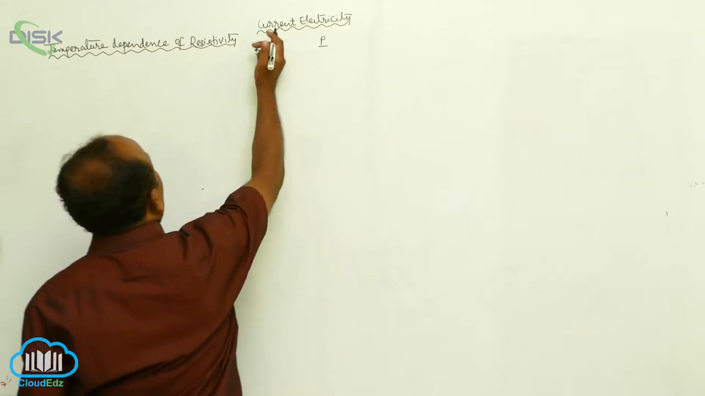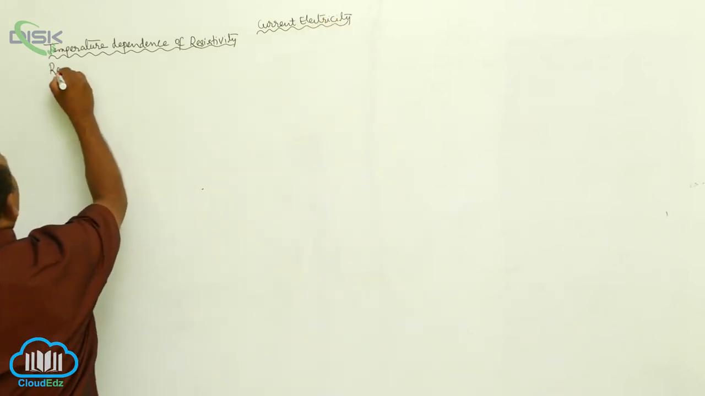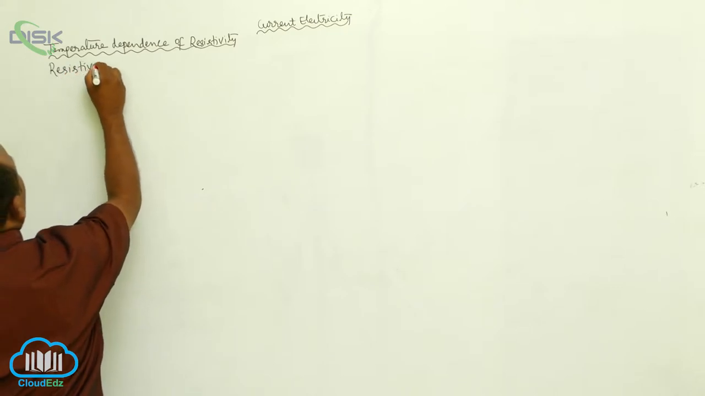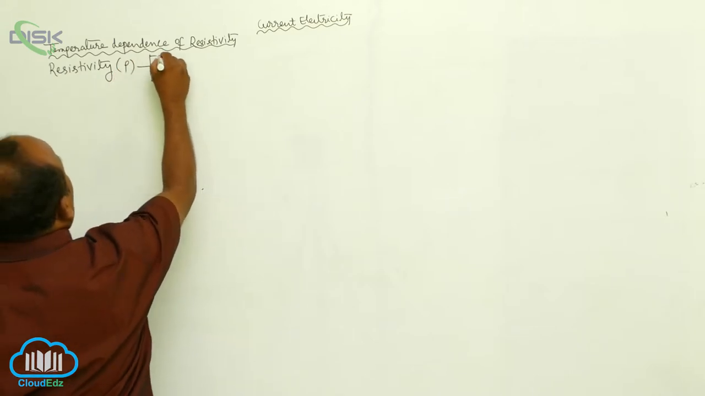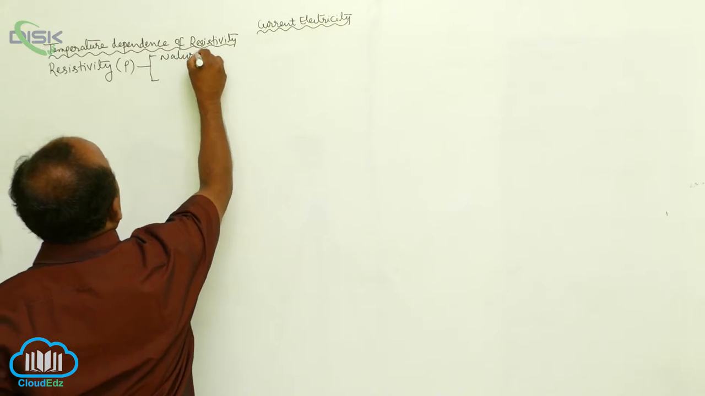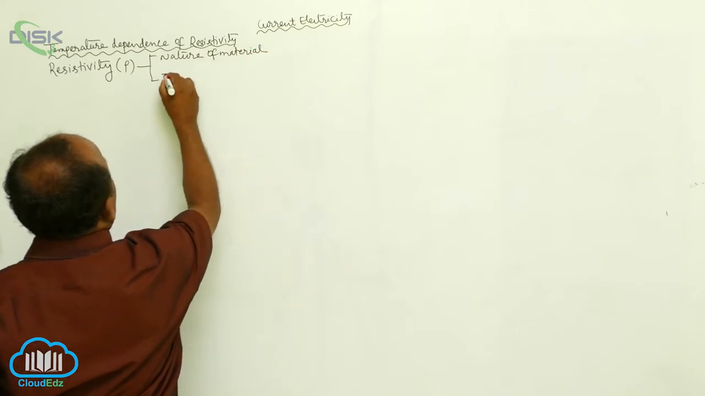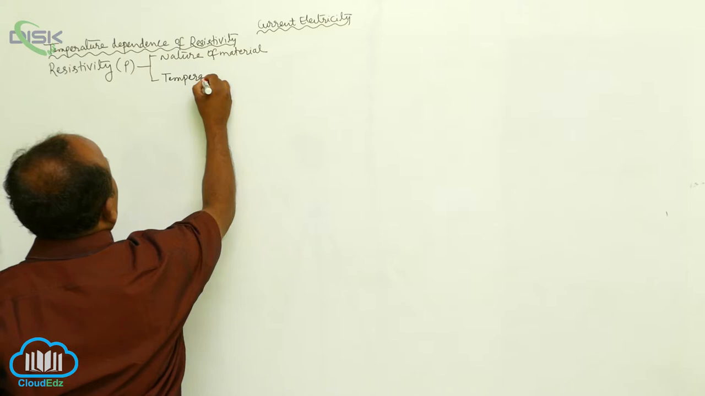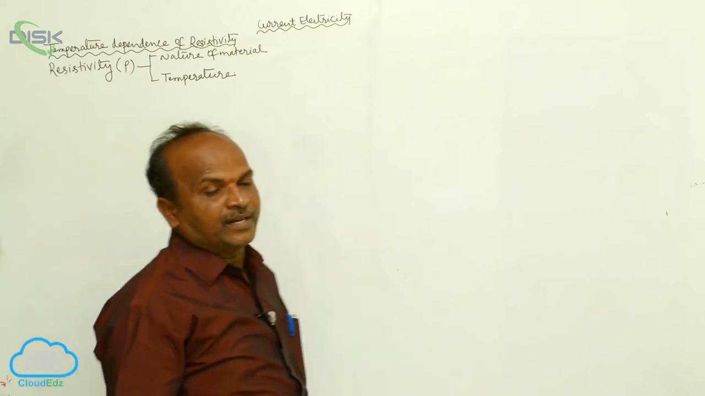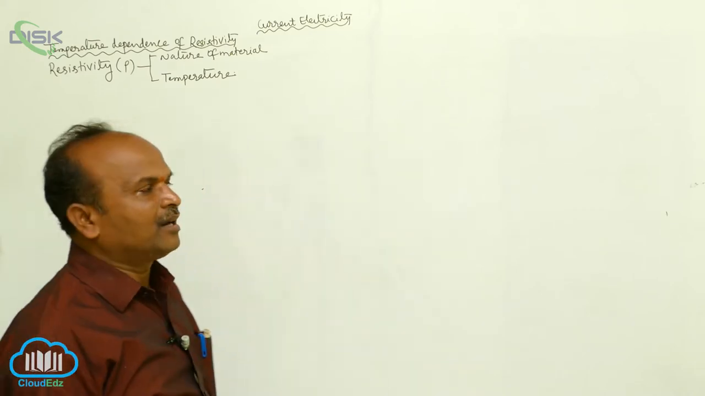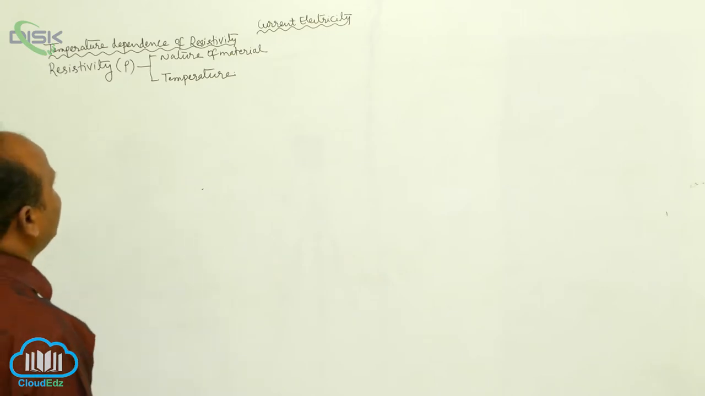But I want to explain the resistivity. Resistivity is represented by rho. It depends on the nature of the material and temperature. Resistance depends upon so many factors, but resistivity depends upon only two factors: first, the nature of the material, and second, the temperature.